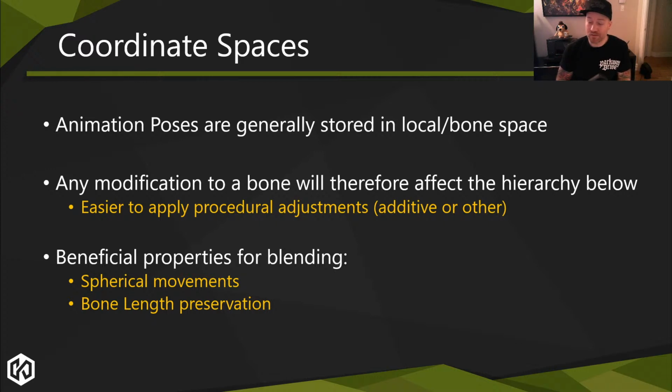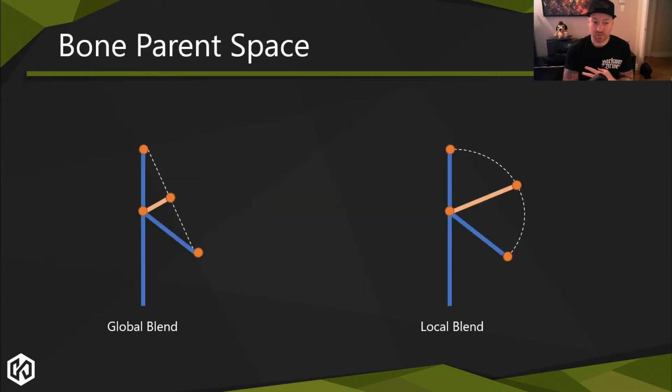Additionally, when it comes to blending, it's really important because if you blend globally without keeping stuff locally, you will lose spherical movements and you will have issues with the bone length preservation. So here's an example of that. I should have drawn this better, but imagine we're blending from the bottommost position to the topmost position, and the orange bone line is the result. So we're going from the bottom to the top. If we just do that in global space, when we do the interpolation, we're going to end up halfway through, we're going to end up there because that is the halfway point.